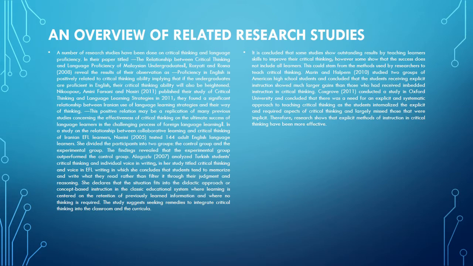Cosgrove 2012 conducted a study in Oxford University and concluded that there was need for an explicit and systematic approach to teaching critical thinking, as the students internalize the explicit and required aspects of critical thinking and largely miss those that were implicit. Therefore, research showed that explicit methods of instruction in critical thinking have been more effective.